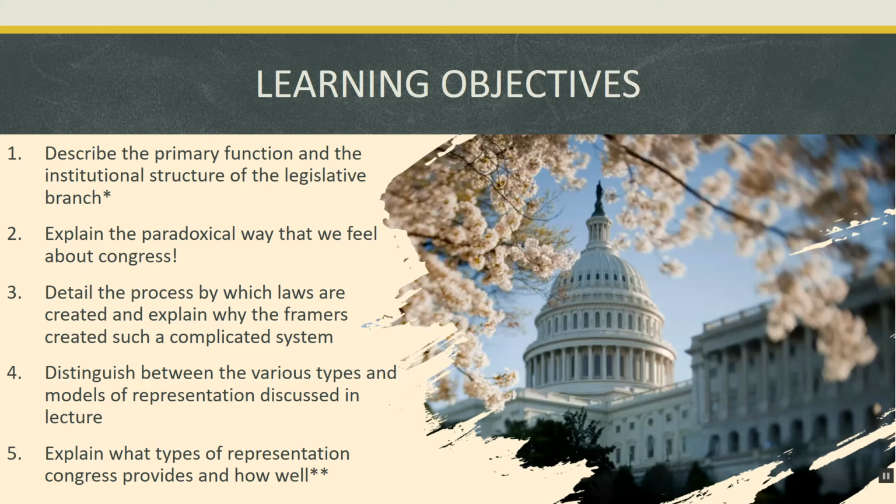The fourth learning objective asks for you to distinguish between the various types and models of representation discussed in lecture. In particular, there are 2 types of representation, descriptive and substantive, that we will talk about, and there are 2 models of representative government that we will talk about, the trustee model and the delegate model. Finally, you should be able to explain what types of representation Congress provides and how well, as well as why they are good at one type of representation but not the other.